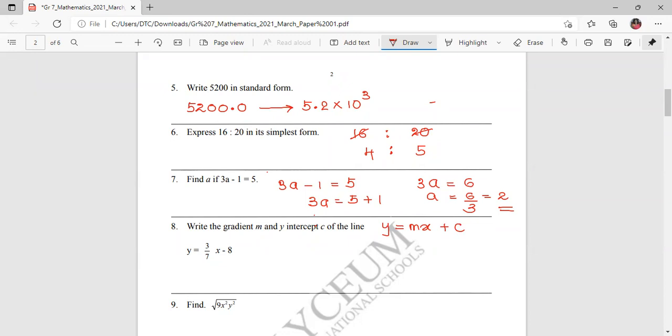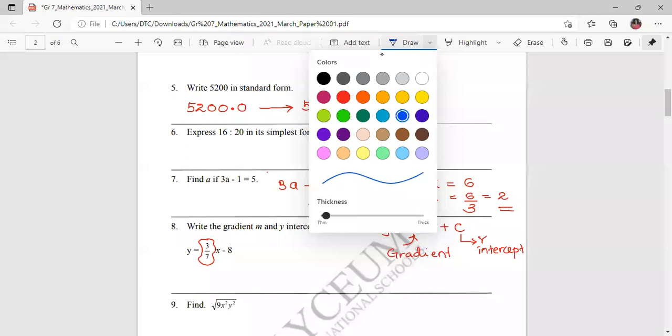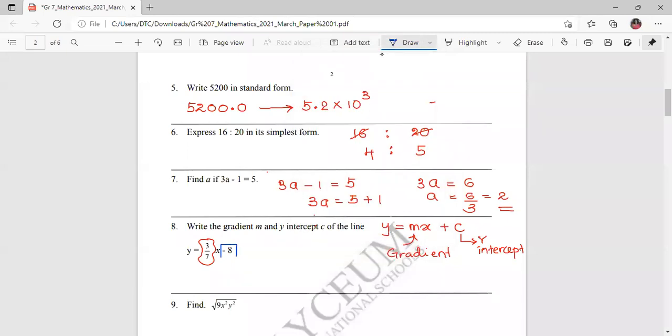What do you mean by the y-intercept, children? That is the point where it cuts the y-axis. So this is the y-intercept, right? And this m is the gradient. So then in this equation, how do you find the m value? This is the m value. And I'll take a different color to show you the y-intercept. So this is the y-intercept.